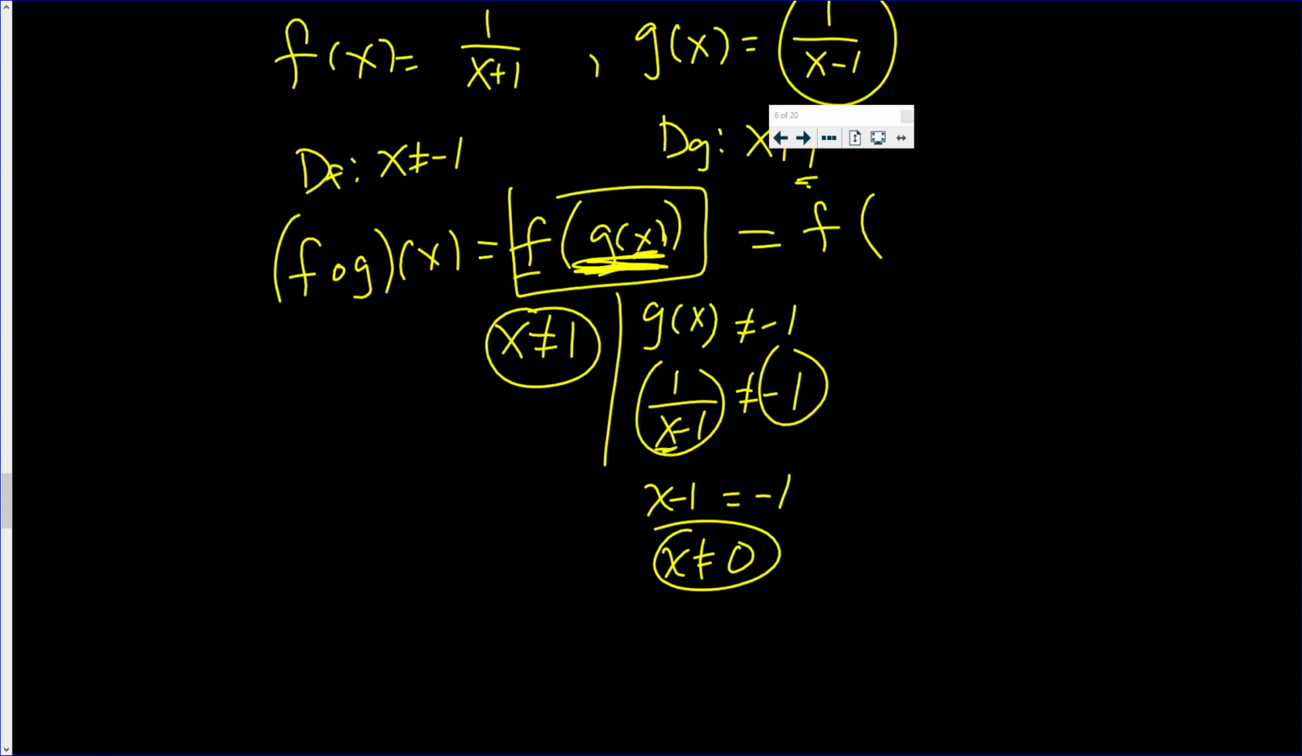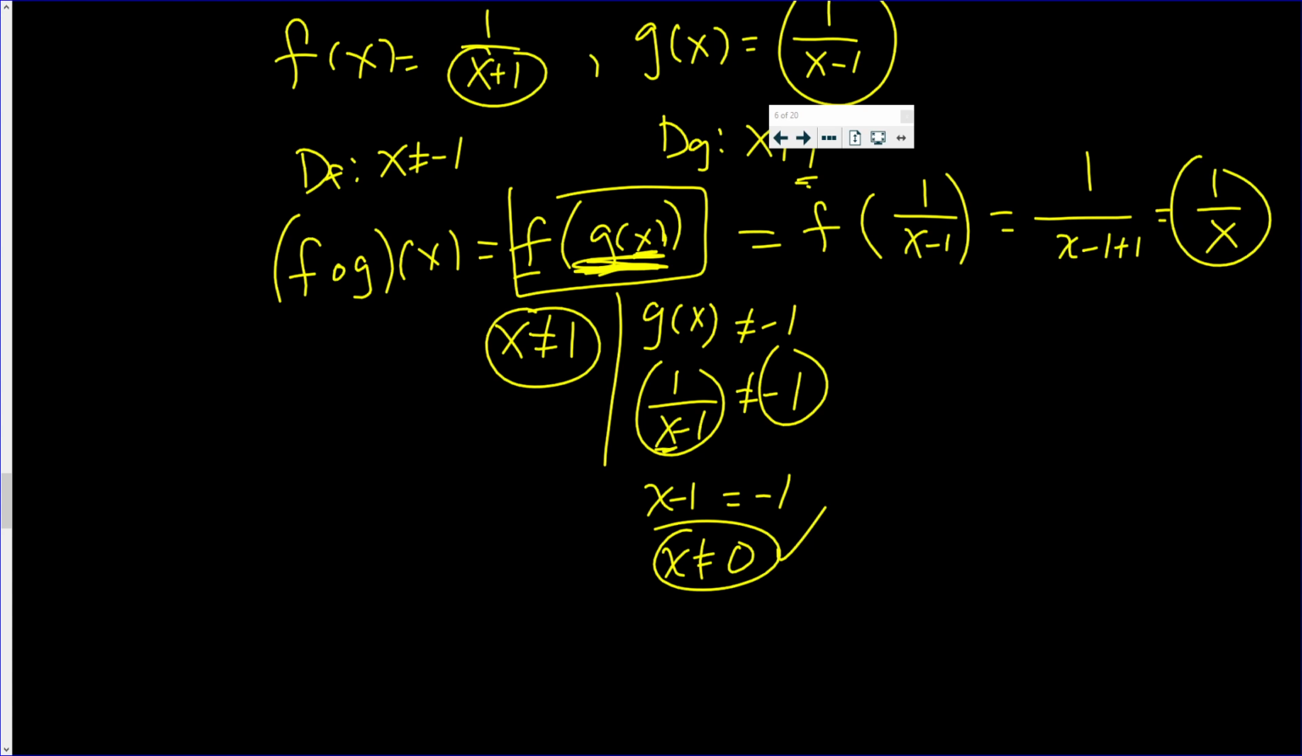This is f of g of x, which is f of 1 over x minus 1. What does f do to what's in the brackets? It does 1 over 1 more than what's in the brackets. 1 more. That's 1 over x. Oh yeah, x can't be 0. But it can't be 1 either. You can't say the f of g of x is 1 over x.